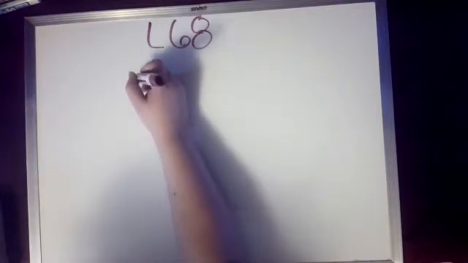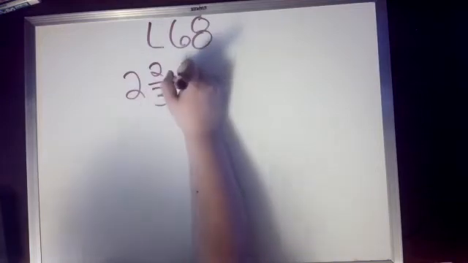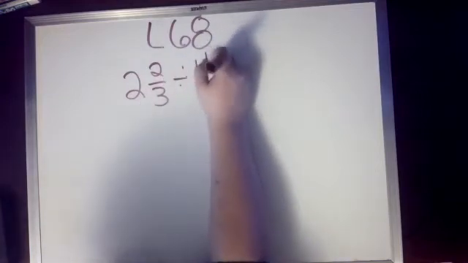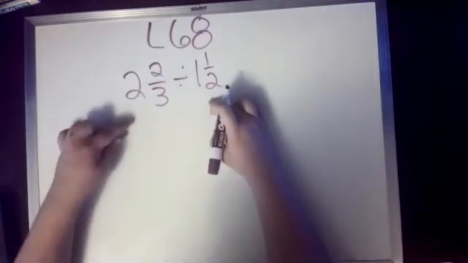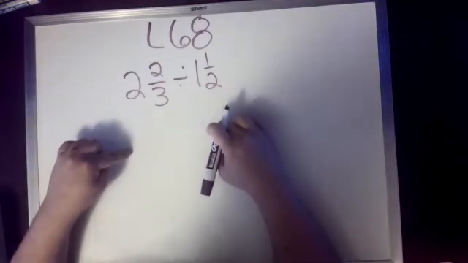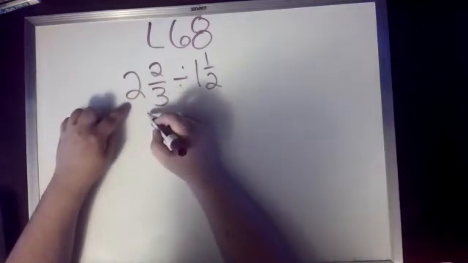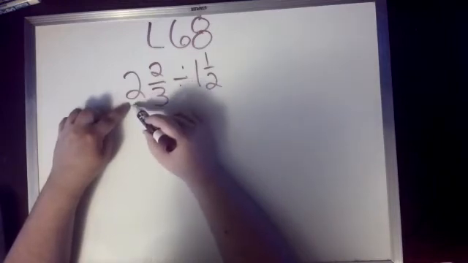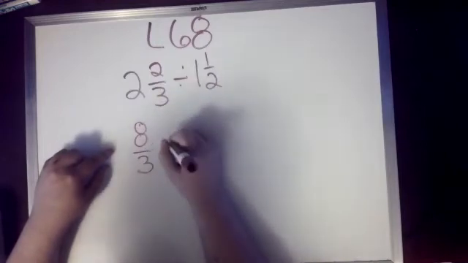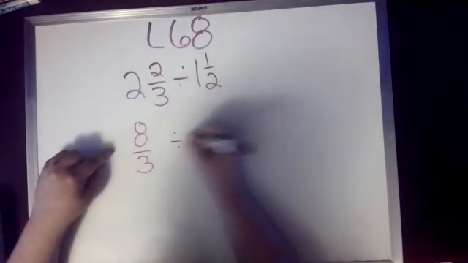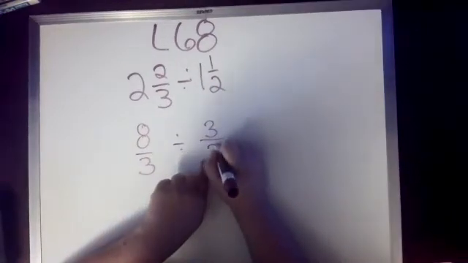is 2 2/3 divided by 1 1/2. Okay, now the first thing we need to do is change both of these into improper fractions. All right, so we're going to take this and say, okay, the 2 is actually 3/3, 3/3, so that would be 6, 7, 8. So that'd be 8/3, and divided by 2/2 plus 1, that is 3/2.